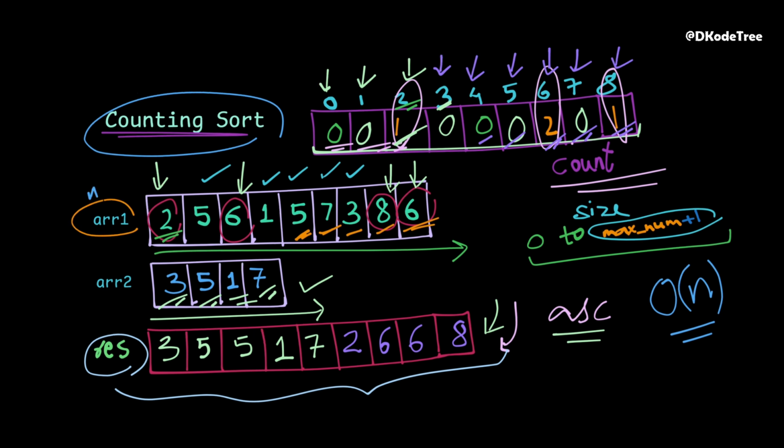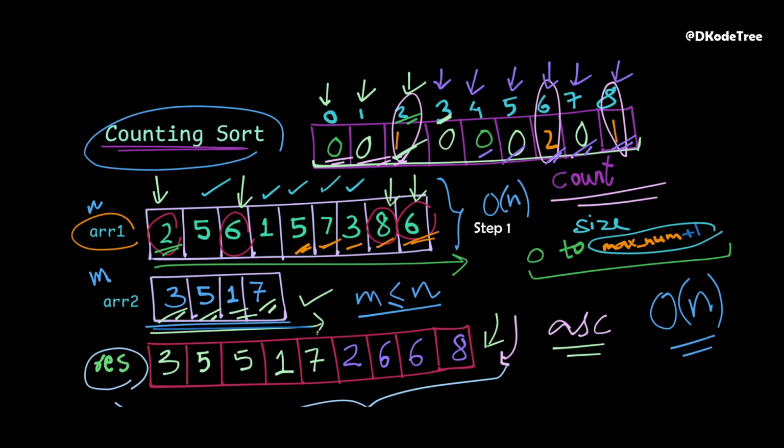Let n denote the number of elements in array 1 and m denote the number of elements in array 2. Obviously m will be less than or equal to n, as array 2 is made up of elements from array 1 and all the elements in array 2 are distinct. In the first step, counting the occurrence of the first array takes O of n time, and in the second step, traversing the second array takes O of m time.